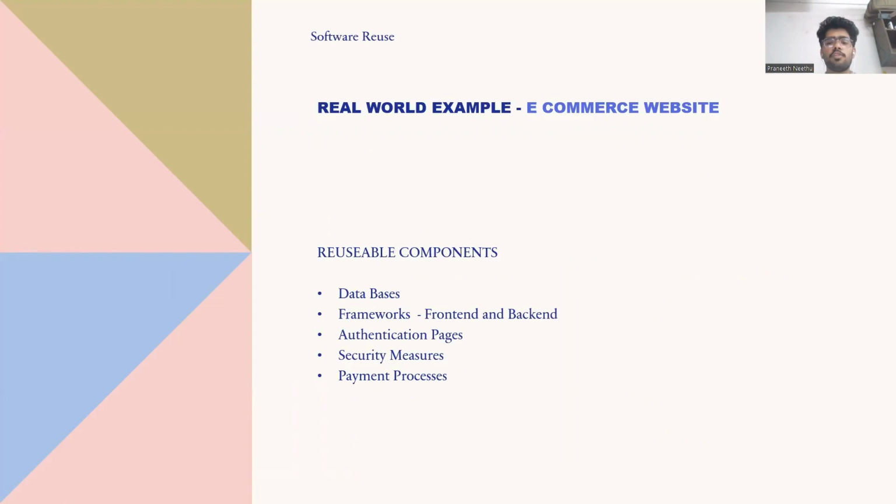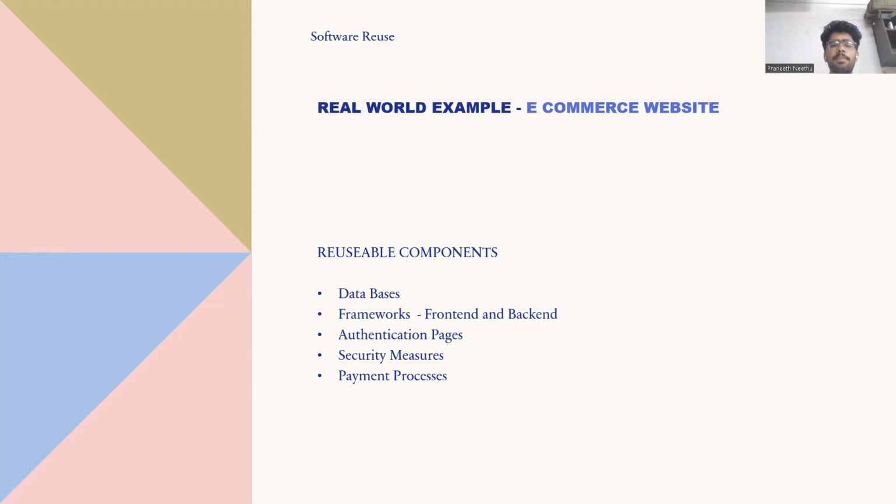A real-world example of software reuse can be seen in the use of open source libraries and frameworks in web development. Imagine a software development company tasked with building a new e-commerce website for a client. Now, the reusable components can be databases, frameworks, authentication pages, security measures, and payment processes. The developer team may not need to build a new database again, but they can reuse a previously open source database. Also, front-end and back-end frameworks can be taken from previous softwares.